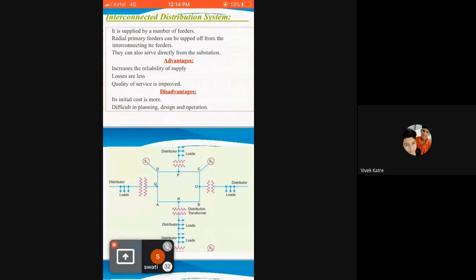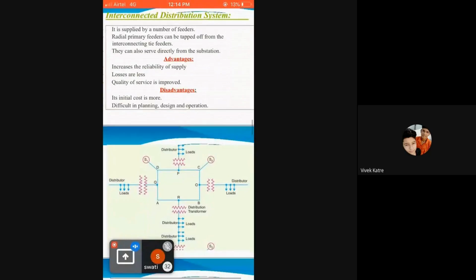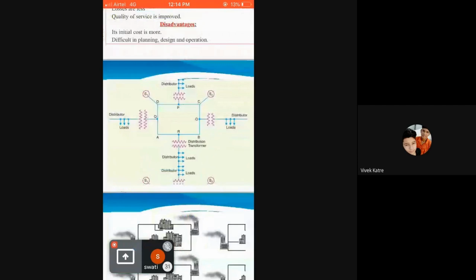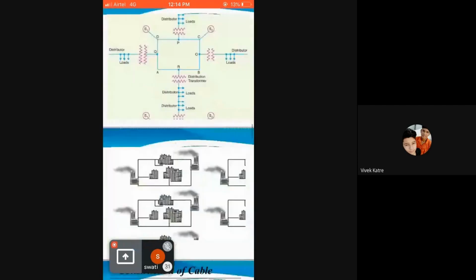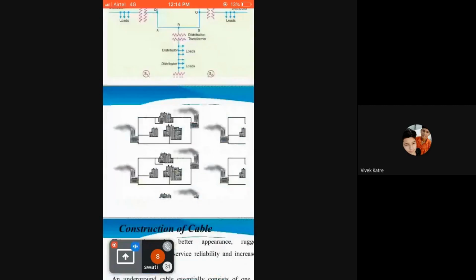Okay, this was your ring main system. You can see here the primary ring is named LNPR. This is your loop. This is forming a loop of the primary ring. From this primary ring, we have one substation and three feeders. On the three feeders, you can see the distributors are connected, provided with transformers, distribution transformers, because we have to provide the tappings here. Now move on to the next slide.